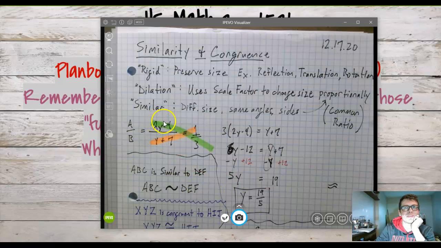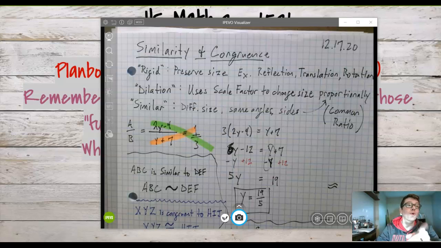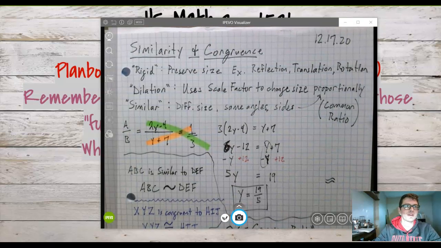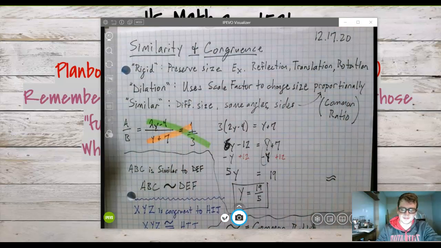How can we set up this ratio? Like, what were we doing that allowed us to set up this crazy ratio? Yeah, using the corresponding sides of similar triangles. So if we want to have that one statement to remind us of what we were doing back before break, we were using corresponding sides to create these similarity statements.